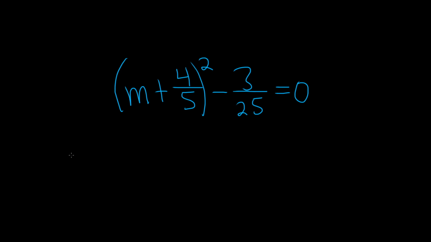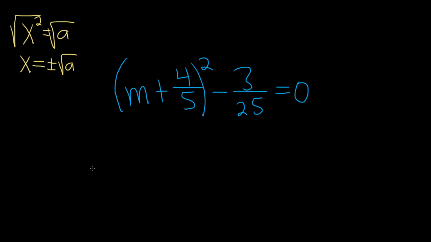In this problem, we have to solve this equation for m. To do that, we're going to use something called the square root property. So the square root property says if you have a variable squared, say x, and it's equal to a number, in order to find x, what you do is you take the square root on both sides. And when you do that, the 2 goes away, so you just get x. And then on the right-hand side, you get a plus or minus every time.